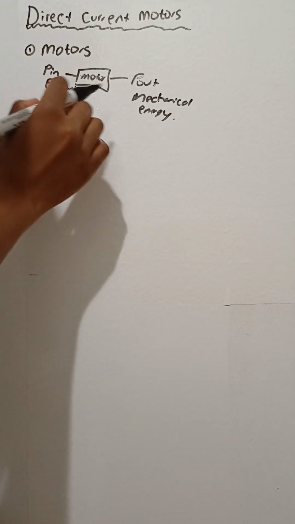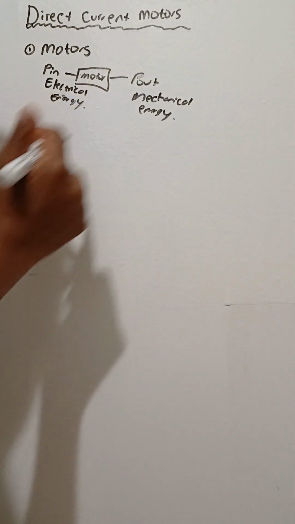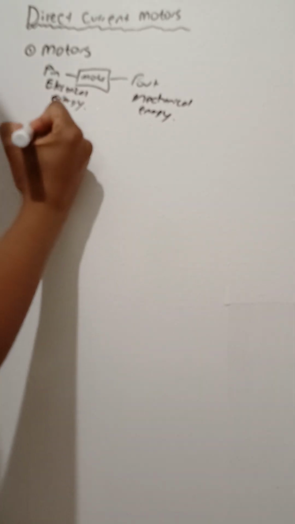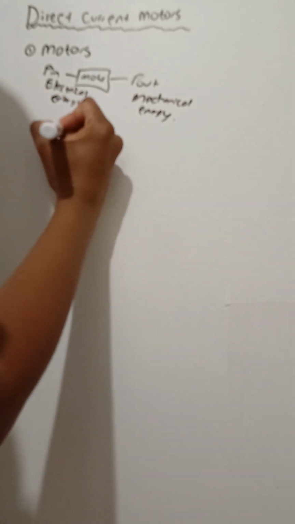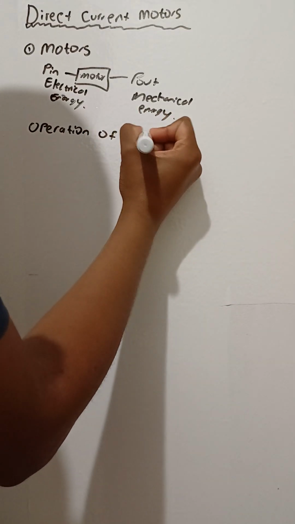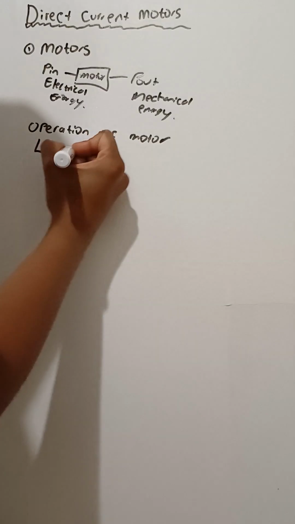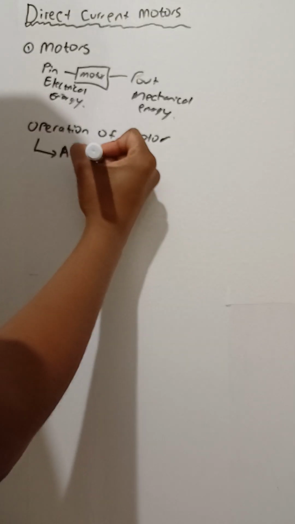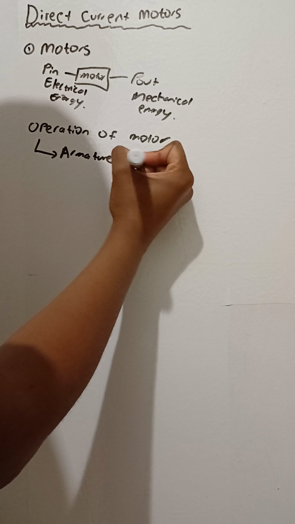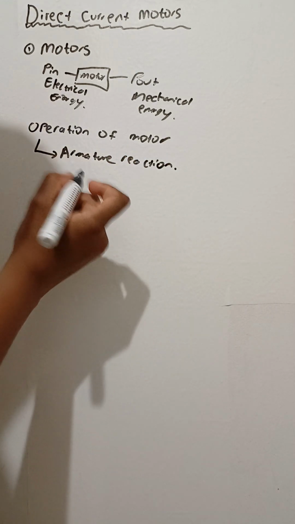But how do they convert electrical into mechanical? What is the operation of motor? So the operation of motor is based on armature reaction. It is based on armature reaction.